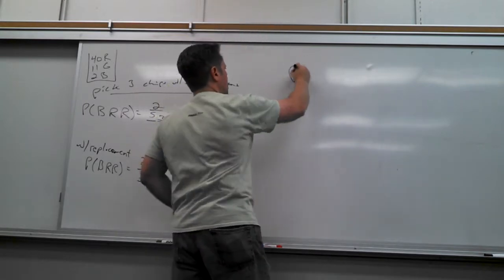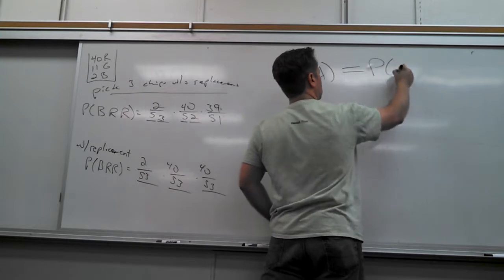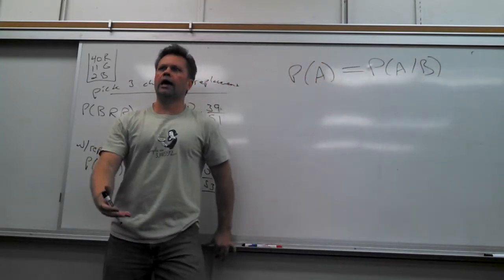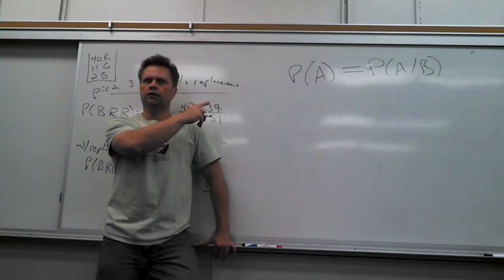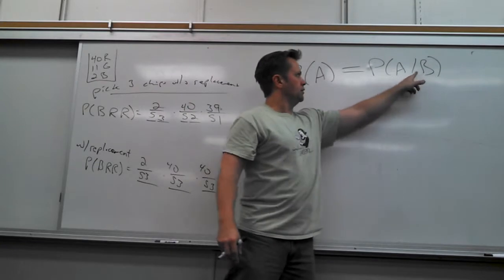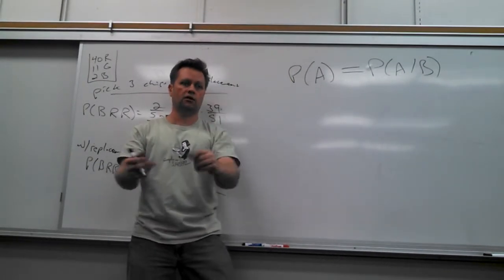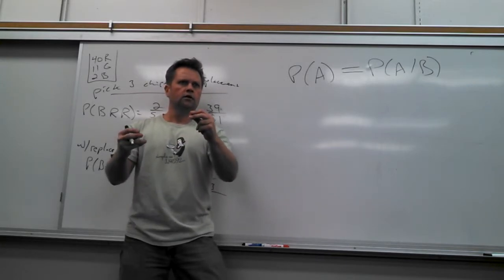And the only thing we have is, if the probability of A is the same as the probability of A given B, so if B happens and A doesn't care, do you see how that's what that says? In English, it says B happened and A didn't care, because it stayed the same probability. Do you guys kind of follow what I'm saying?